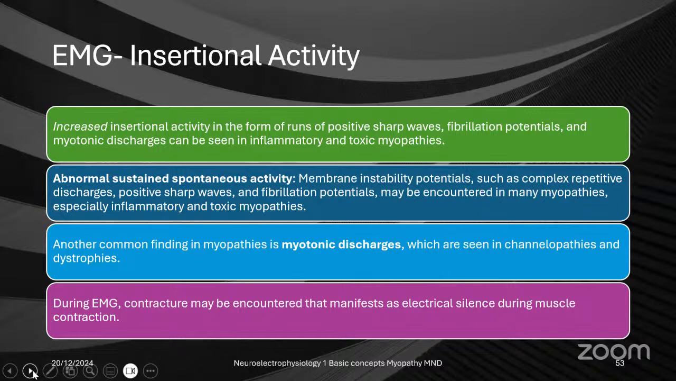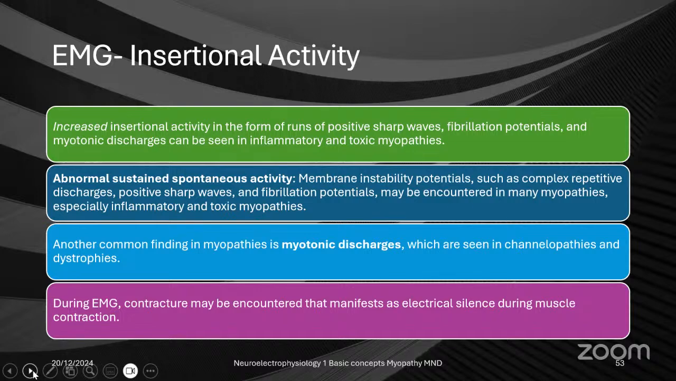Increased insertional activity in the form of runs of positive shock waves, fibrillation potentials, and myotonic discharges can be seen in inflammatory and toxic myopathies. Abnormal, sustained spontaneous activity. What is spontaneous activity? What do you see? There may be positive shock waves, fibrillation potentials, also complex repetitive discharges, and also fasciculation potentials. There may be fasciculation potentials in neuropathies. They are big. So these are all the spontaneous activity.